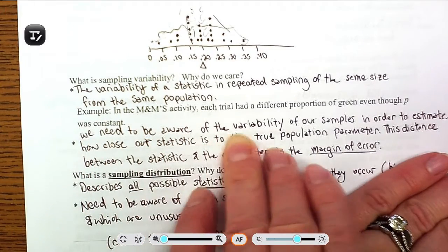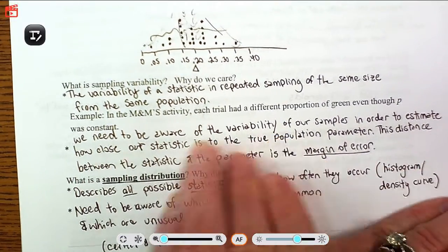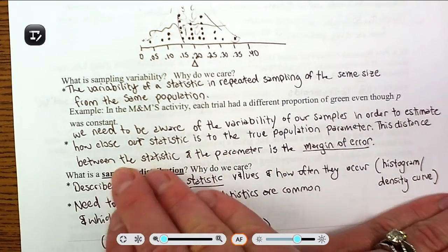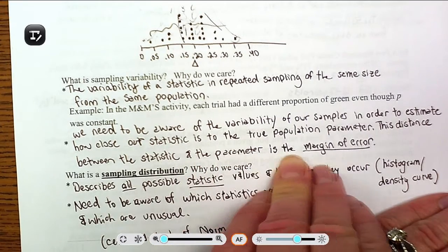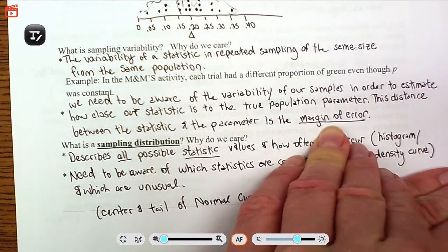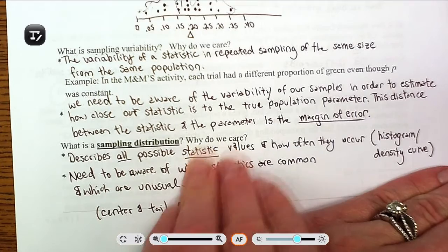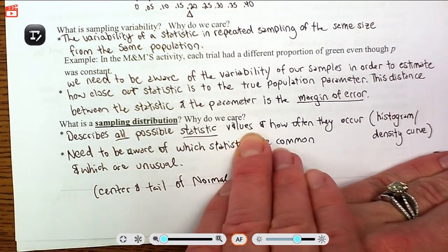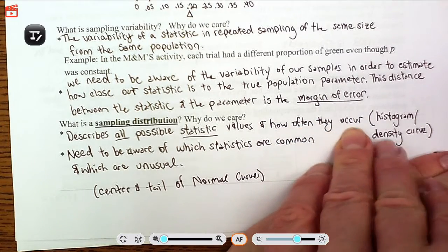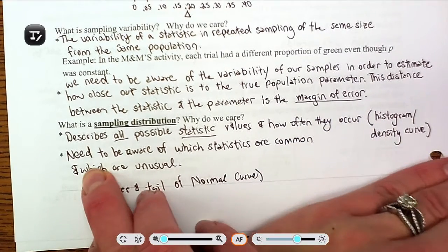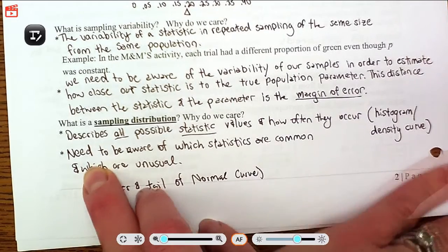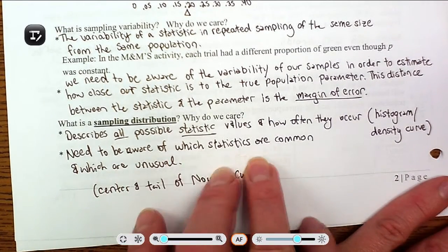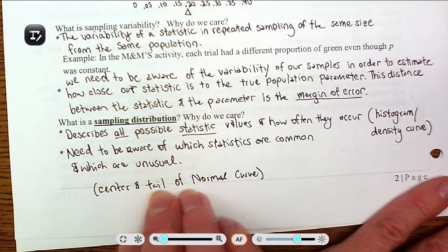We need to be aware of the variability of our samples in order to estimate how close our sample is to the true population parameter. This distance between the statistic and the parameter is called the margin of error. What is the sampling distribution and why do we care? The sampling distribution describes all possible statistic values and how often they occur. It's normally a histogram or considered a density curve because it's a smooth curve that connects every possible value. We need to be aware of which statistics are common and which are unusual.